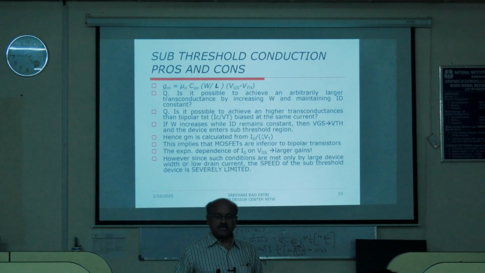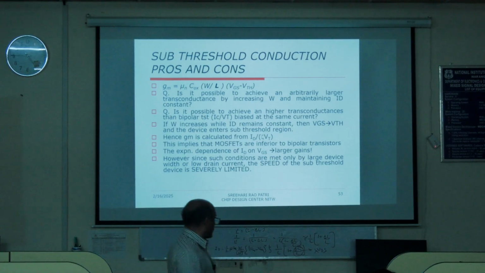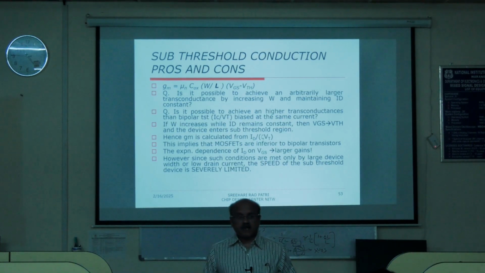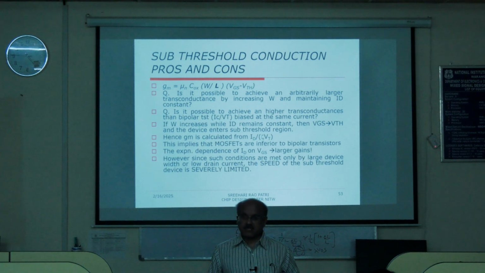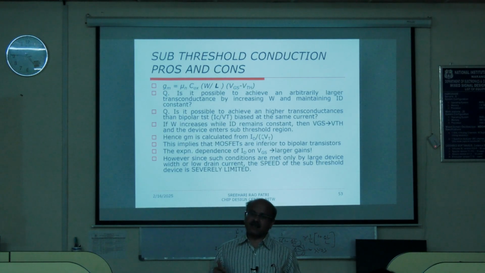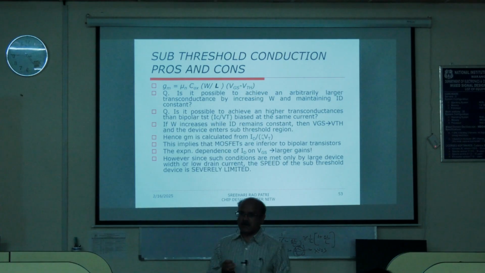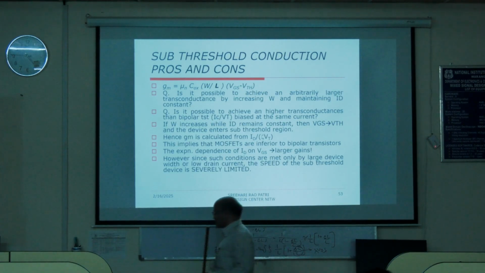But the problem is, here you are increasing W by L. Therefore, the larger the W, the larger the size, the parasitic capacitance is more, and therefore the RC time constant is more, which implies that it takes more time to charge and discharge to affect the changes. So therefore speed is at stake. You are happy that you are getting larger gain, but the speed is very minimal. So these are the pros and cons of subthreshold conduction.